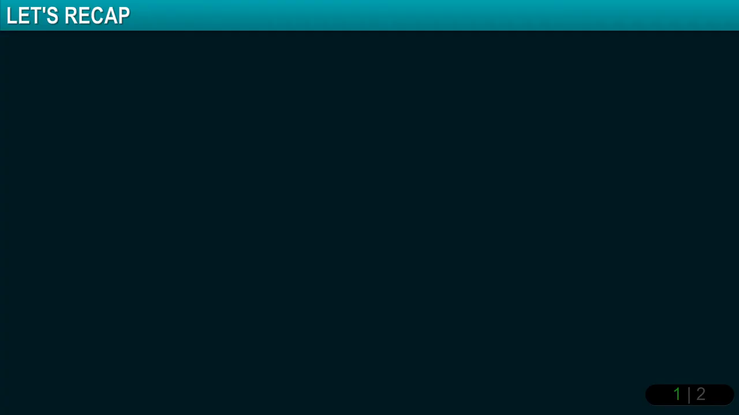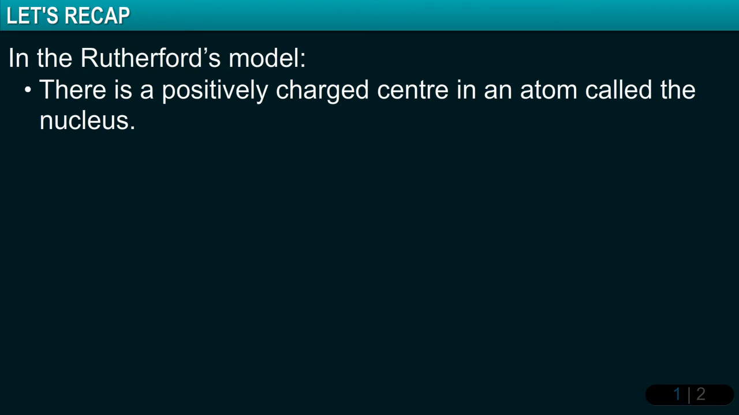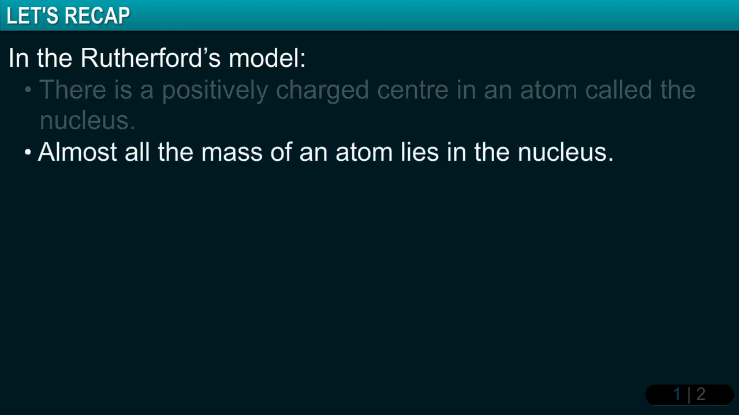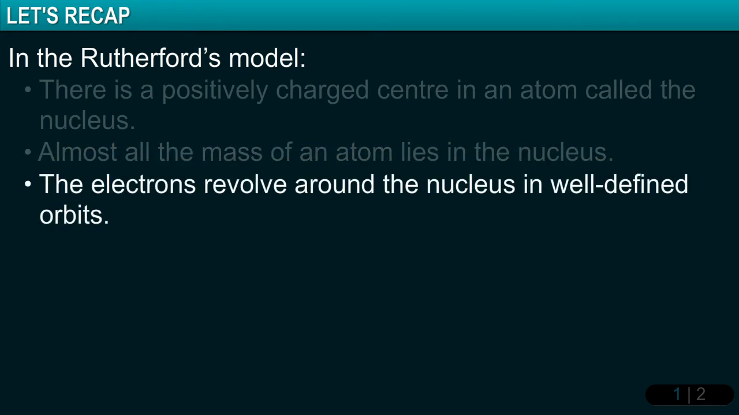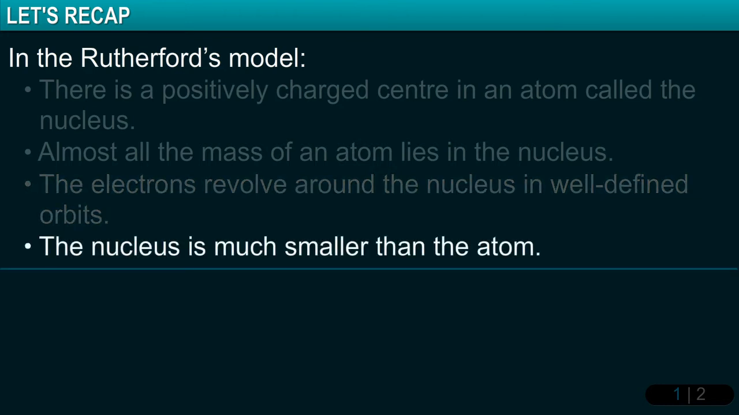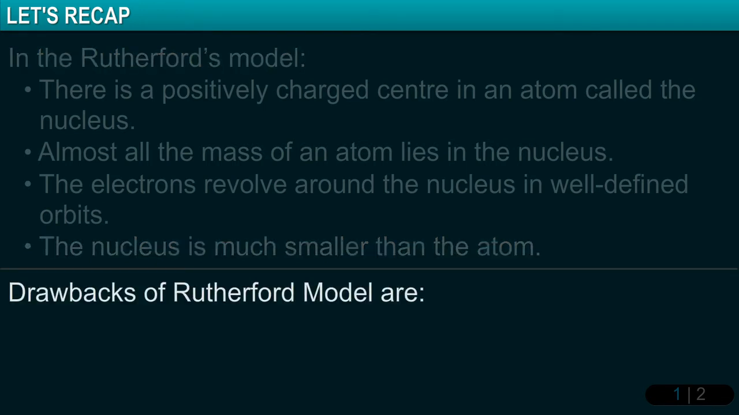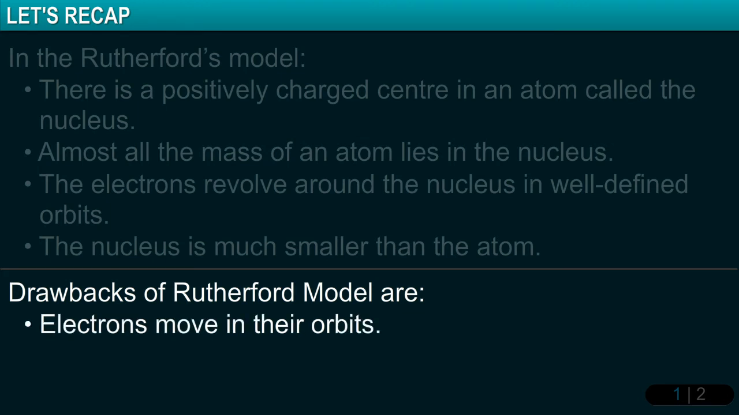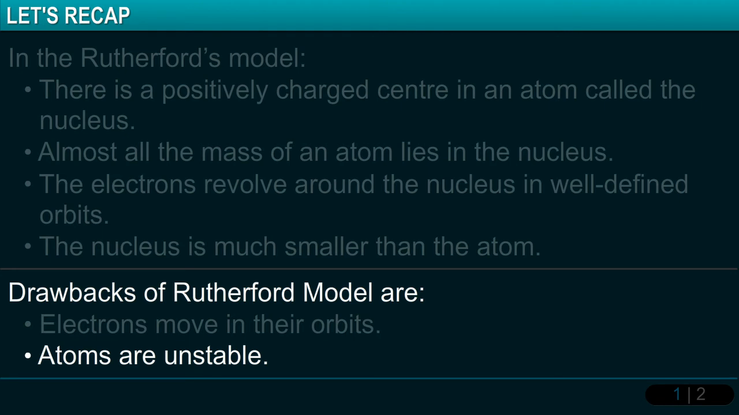In this module, you have learnt that in Rutherford's model, there is a positively charged center in an atom called the nucleus. Almost all the mass of an atom lies in the nucleus. The electrons revolve around the nucleus in well-defined orbits. The nucleus is much smaller than the atom. Drawbacks of the Rutherford model are: electrons move in their orbits, and atoms are unstable.